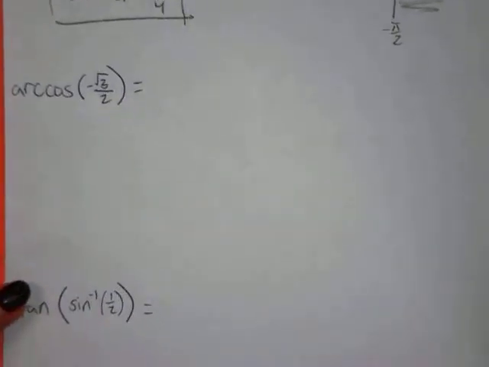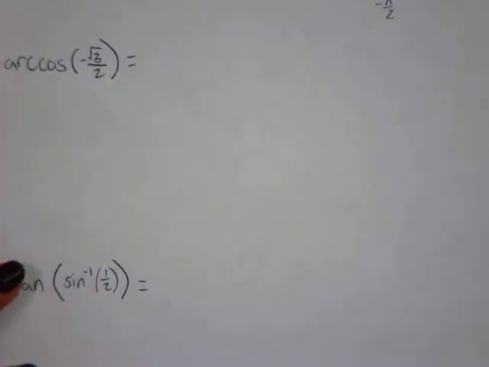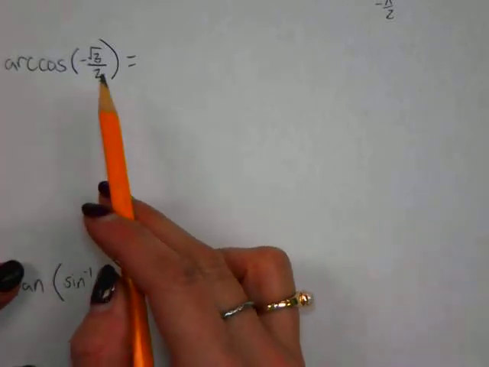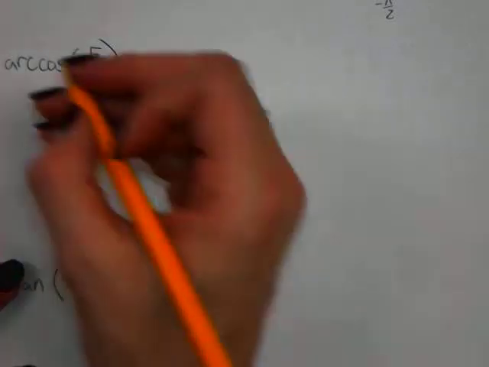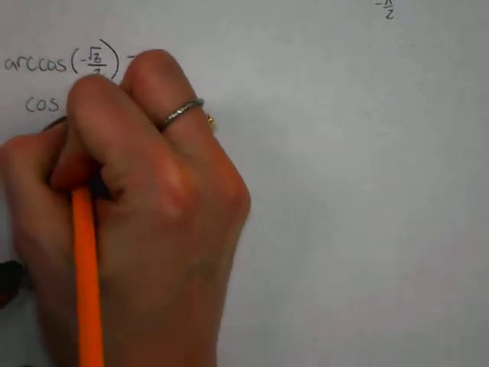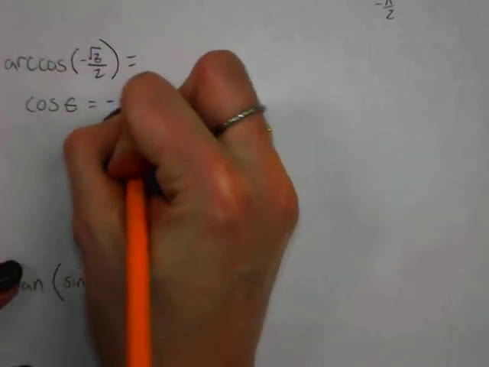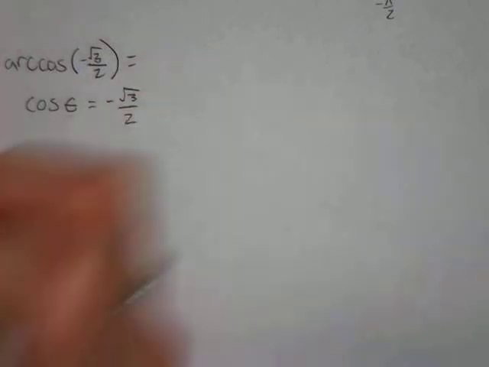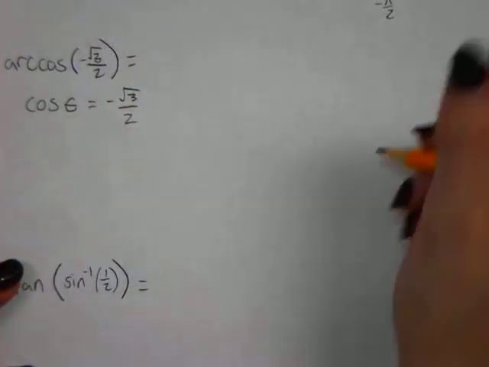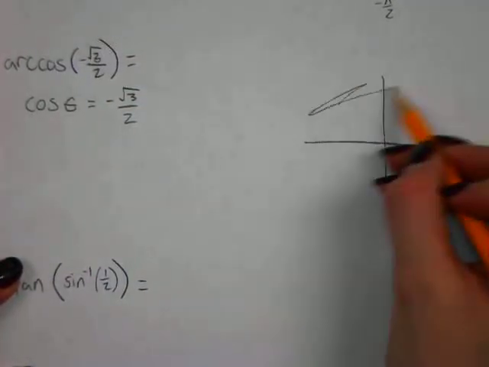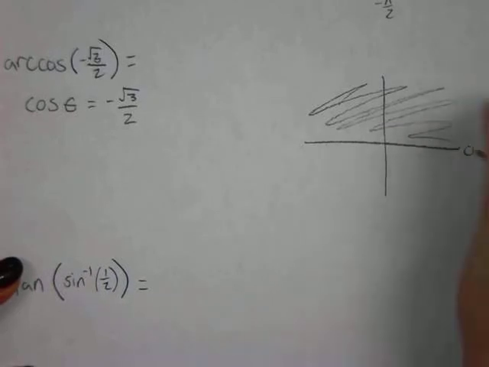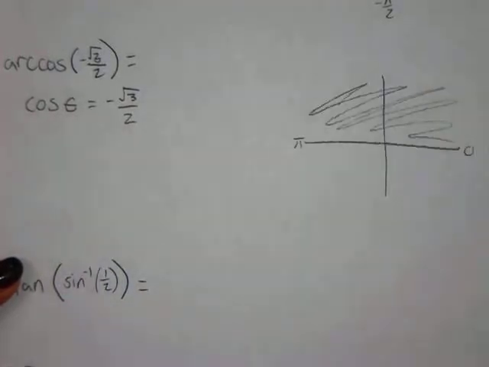Okay, let's take a look at this one. Arc cosine of negative root 3 over 2. So this is read as the inverse cosine of negative root 3 over 2. So I'm thinking to myself, cosine of some angle equals negative root 3 over 2. Where does that happen? Now inverse cosine is restricted to quadrants 1 and 2, from 0 to pi.